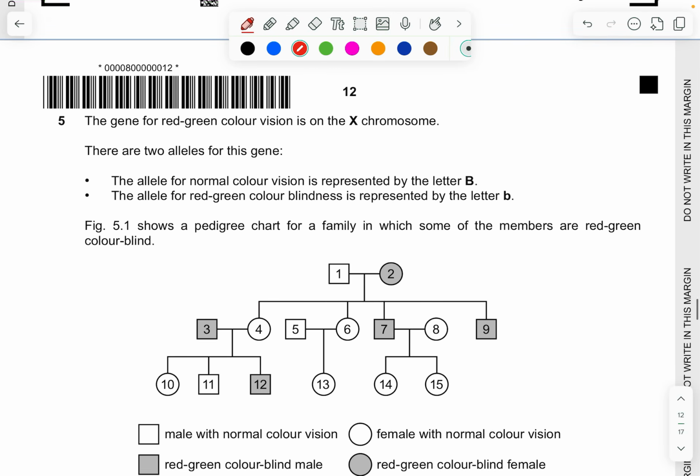Okay, now genetics. The gene for red-green color vision is on the X chromosome. There are 2 alleles for this gene. Remember, this is a normal red-green color vision. This tells you this is X-linked recessive, or a sex-linked genetic disorder. The allele for normal color vision is represented by the letter big B, and red-green color blindness is represented by the small b, which they tell you is recessive, and the big B is dominant. Remember, when it comes to red-green color vision, your mind has to tell you this is X-linked recessive.